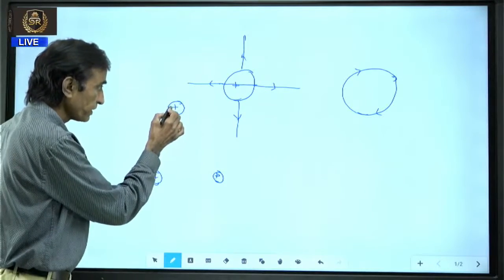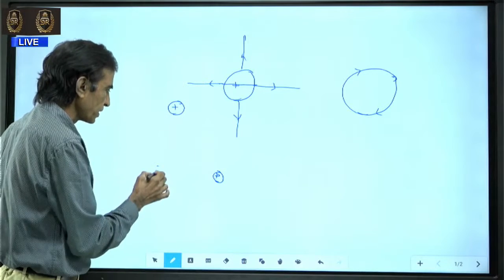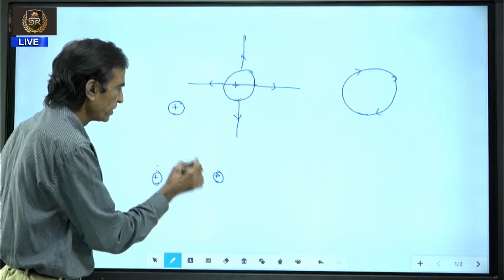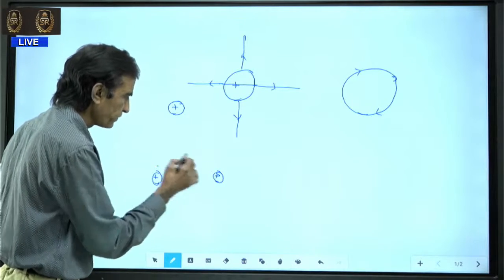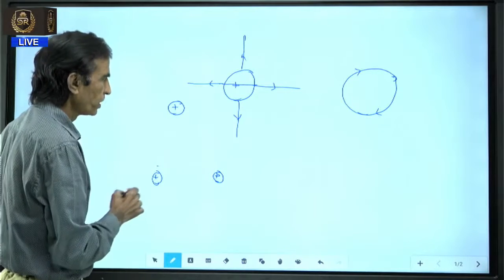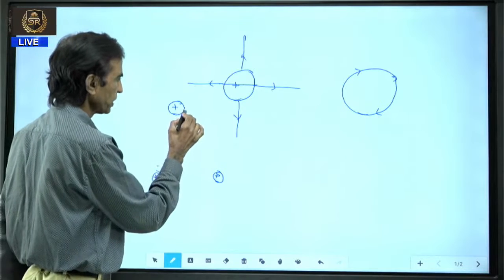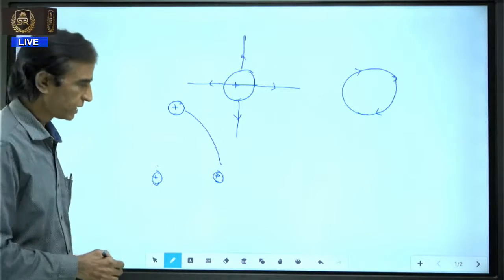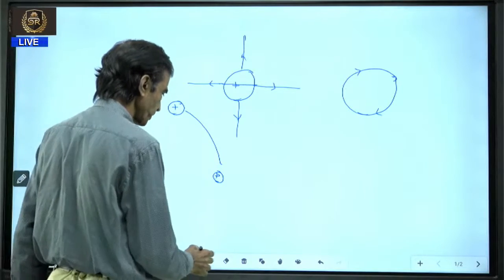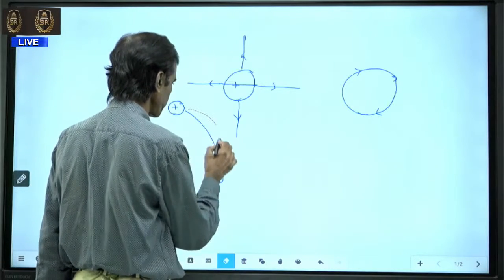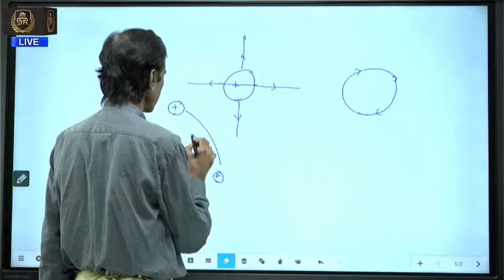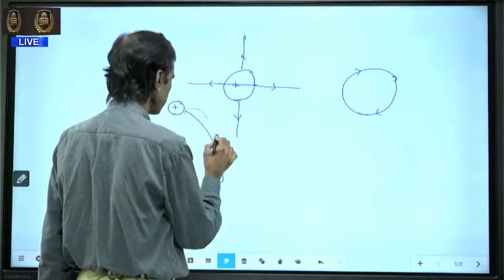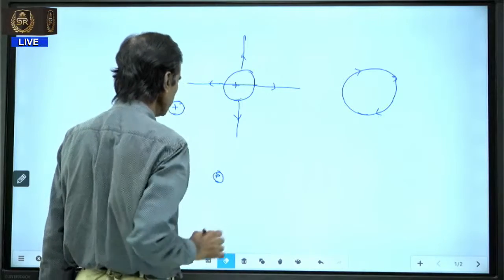This charge will push away this field line, this charge will push away this field line, and similarly here also. That means we should not draw like this. There is no attraction there; it is repulsion now. Therefore, here it should be like this. The field line should be like this.